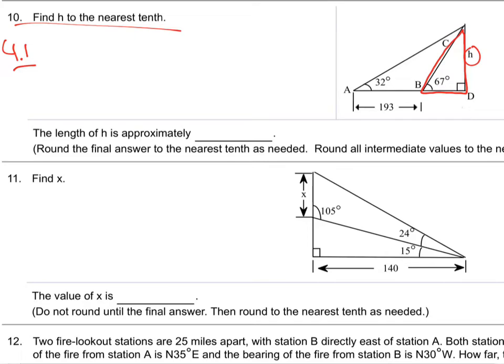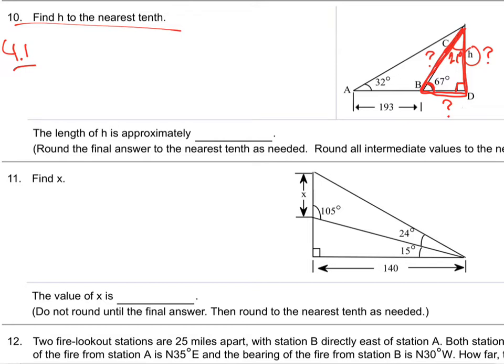Well, in this triangle over here, this one on the right, we don't know any of the sides. I know this angle is 67. This is a right angle. I could find this other angle by subtracting from 90. I think it would be 21 degrees. But I still don't know any of the sides. I don't know this side. I don't know this side. And of course, I don't know h. That's what I'm trying to find in the end. I don't know any of the sides.